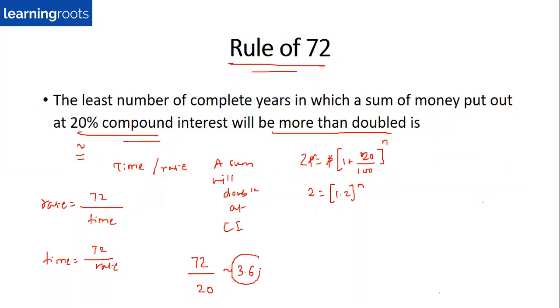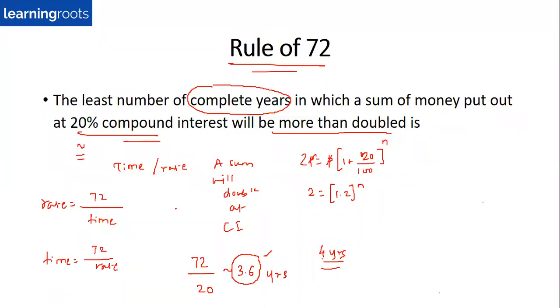So in 3.6 years, okay, the money will double. But this is again, as I said, an approximate value. The question asks for the least number of complete years. Okay, so what will be the answer? Will it be 3? No, because if it is 3, then it will not be double. And it has to go beyond that. So that's why it says more than double. So the final answer will be 4 years in this case, because 3.6 is when it will actually double. And then since they're asking the least number of complete years, we'll say 4.